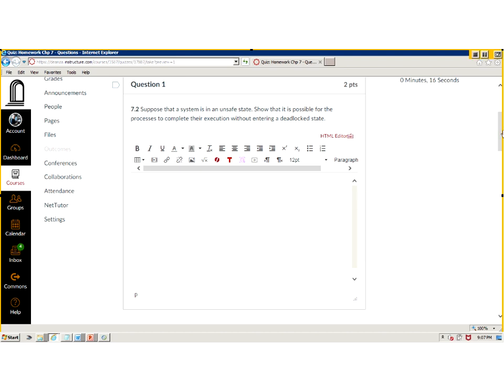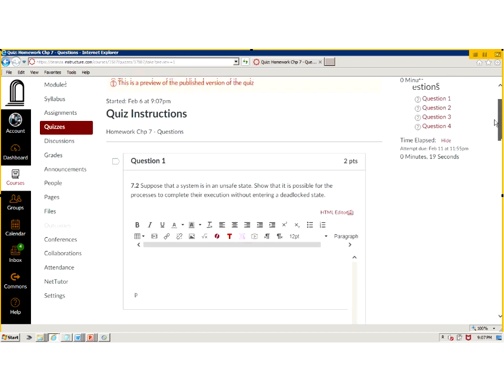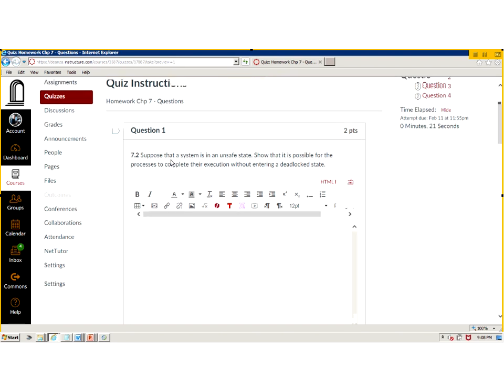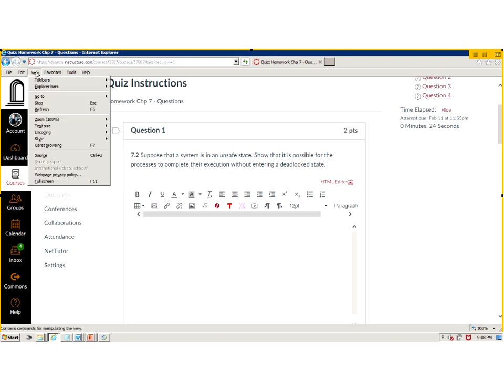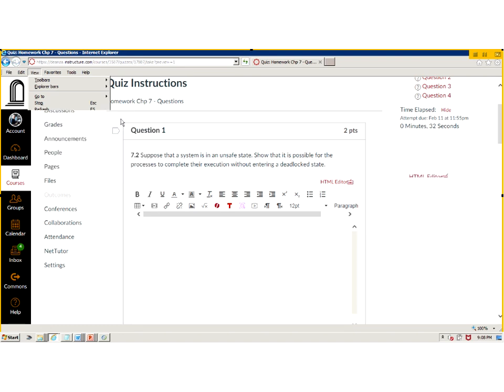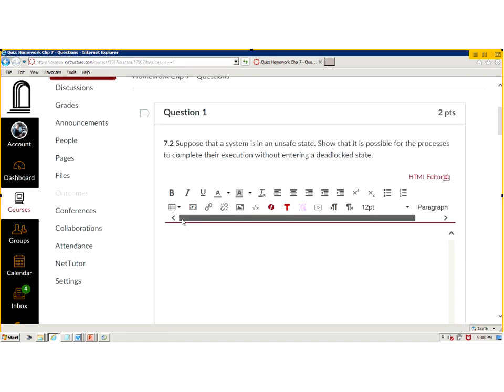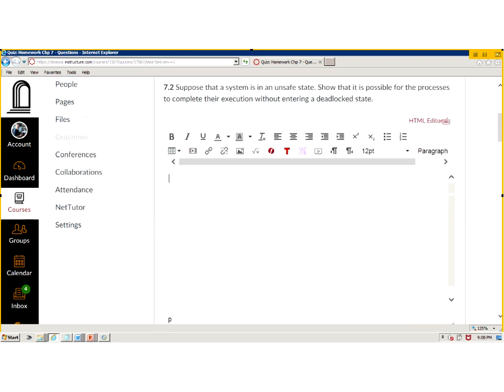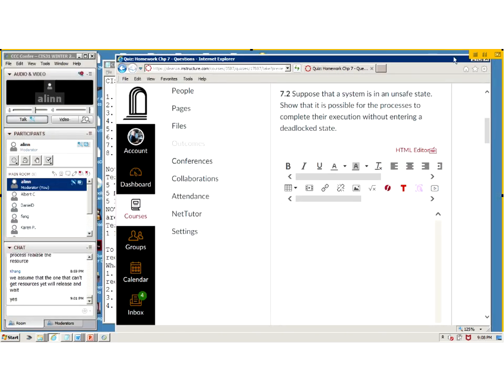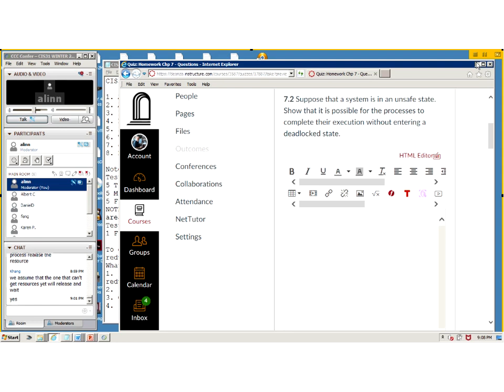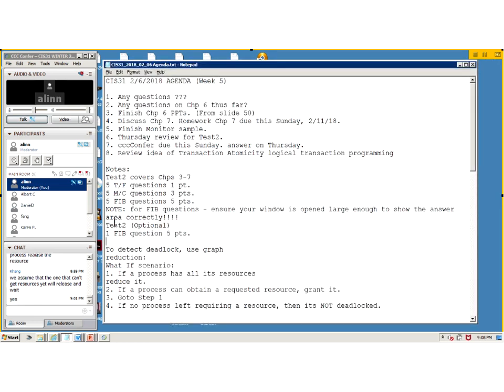I forgot how to make it wider. You might want to do View. That might do it. View, zoom in. There we go. Yeah, and that would do it. That'll help you to see it better when you answer some of the fill in the blank questions. Is that clear on that? Okay.